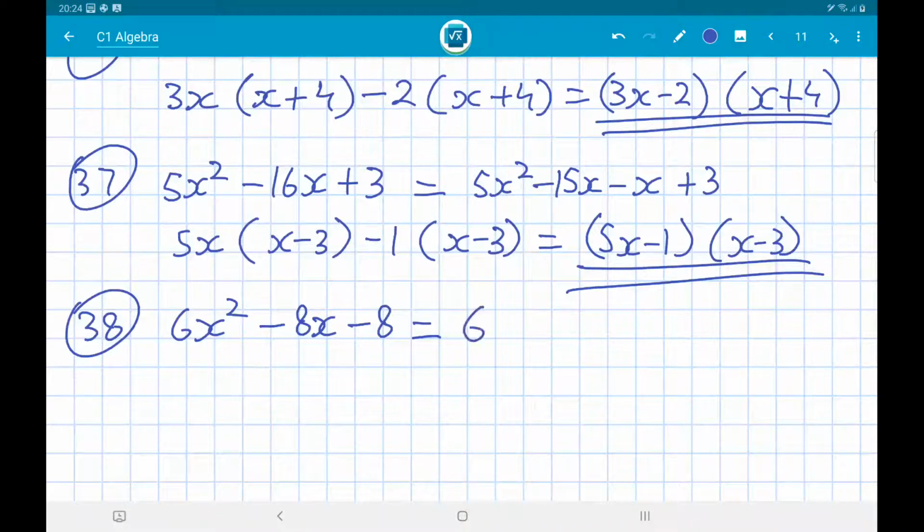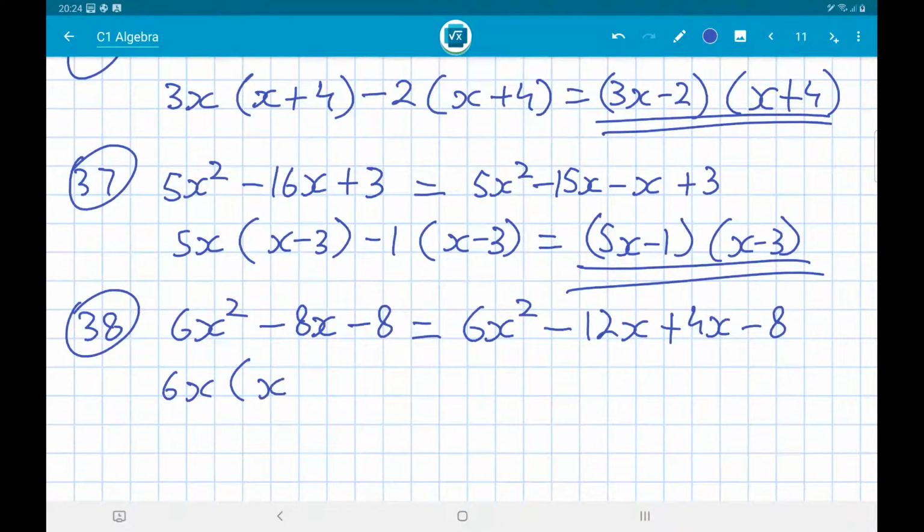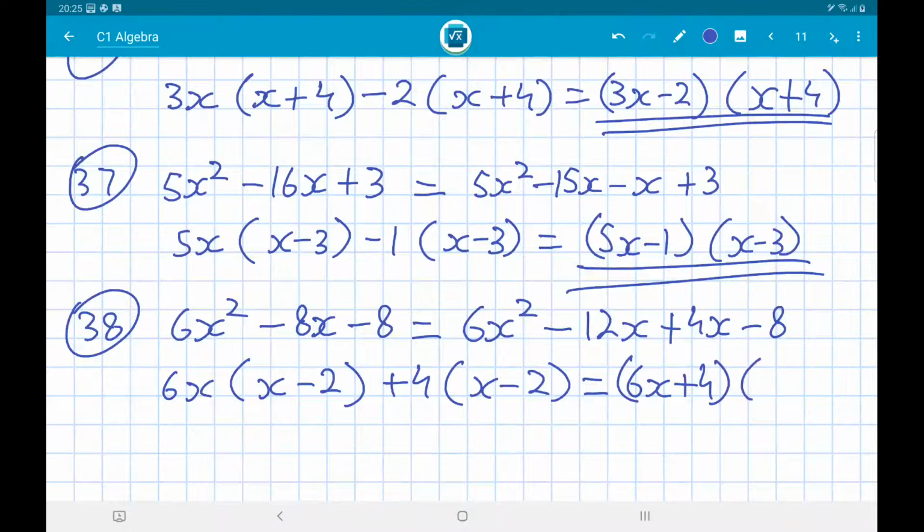Yep, that's definitely it. So you get 6x squared minus 12x plus 4x minus 8. You get 6x as the common factor, you get x minus 2 over there. That's correct. And you get plus 4 and then x minus 2. And that would end you up with 6x plus 4 with x minus 2 as the common factor.